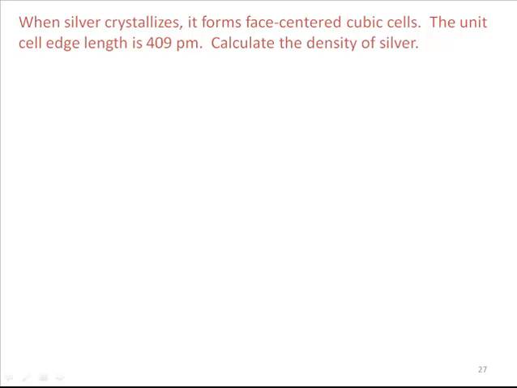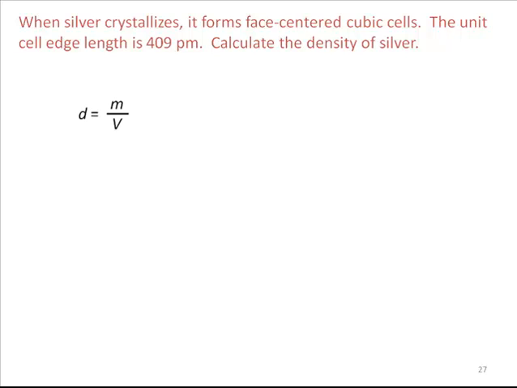All right, so getting back to an AP chemistry problem. Unfortunately, that last problem would not be on the AP test, but maybe they can throw it at you if they really wanted to. But this one might be. When silver crystallizes, it forms face-centered cubic cells. The unit cell edge length is 409 picometers. It's asking us to calculate the density of silver.